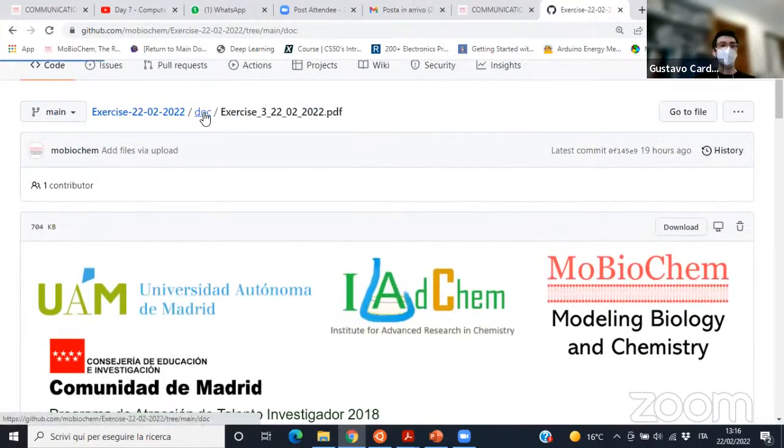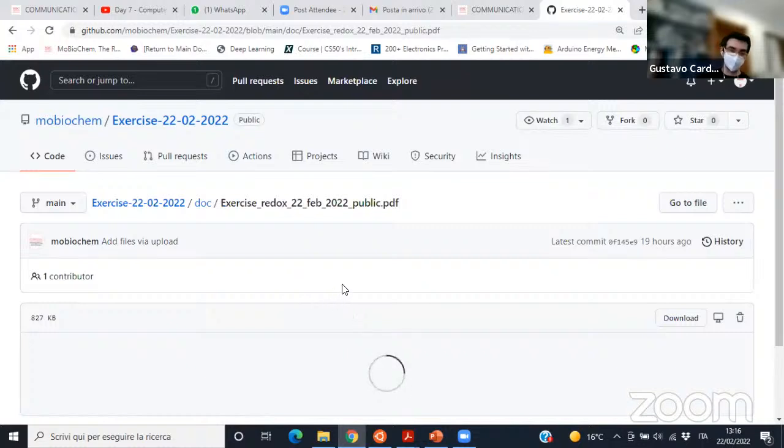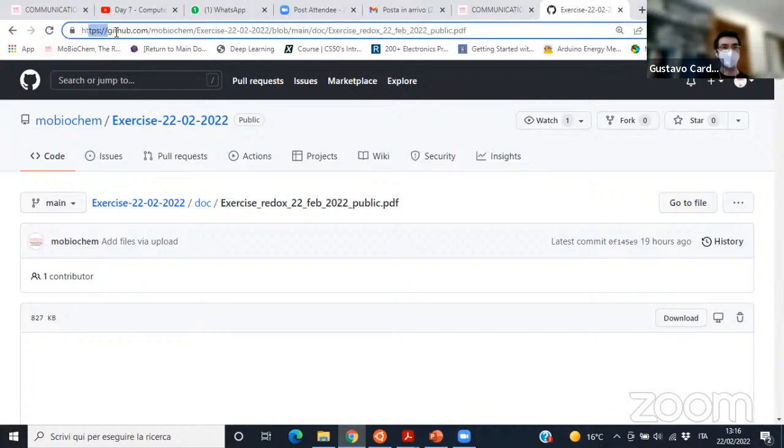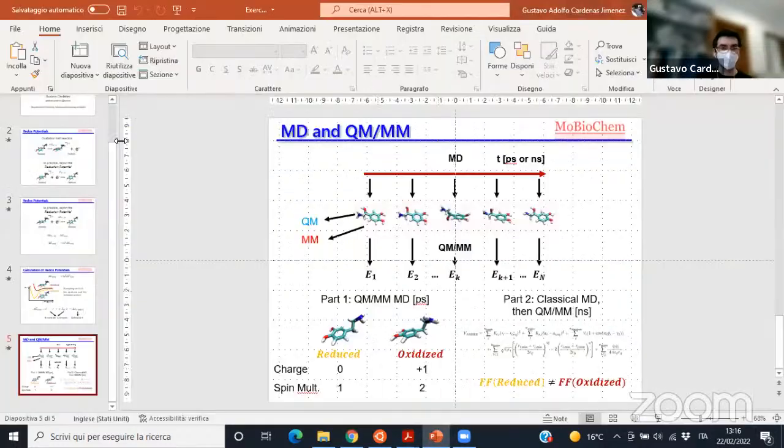And also, here you can also find, again, the PDF of the entire exercise. Okay, so they are here /doc. So remember, this is this repository. So it's just github.com/mobilechem/exercise. Okay, so let's go now to the point.